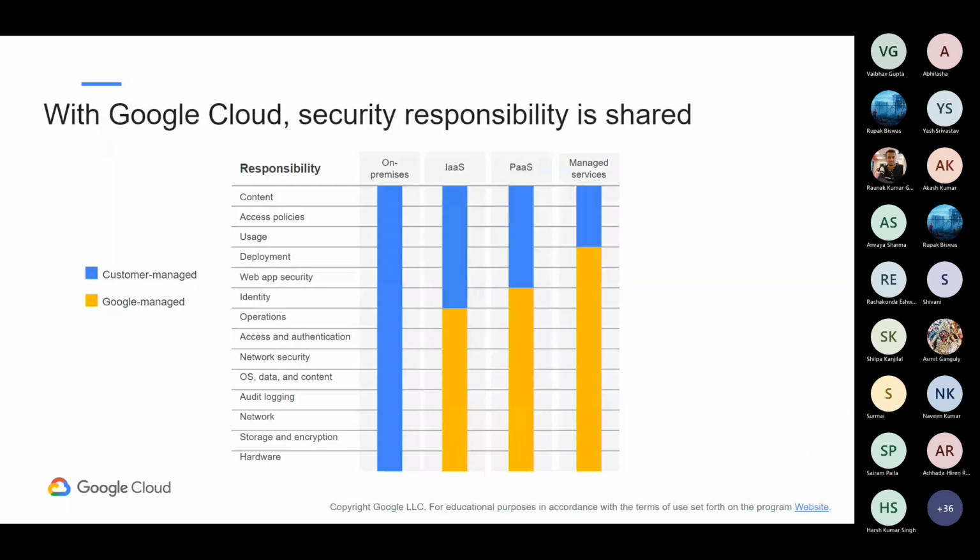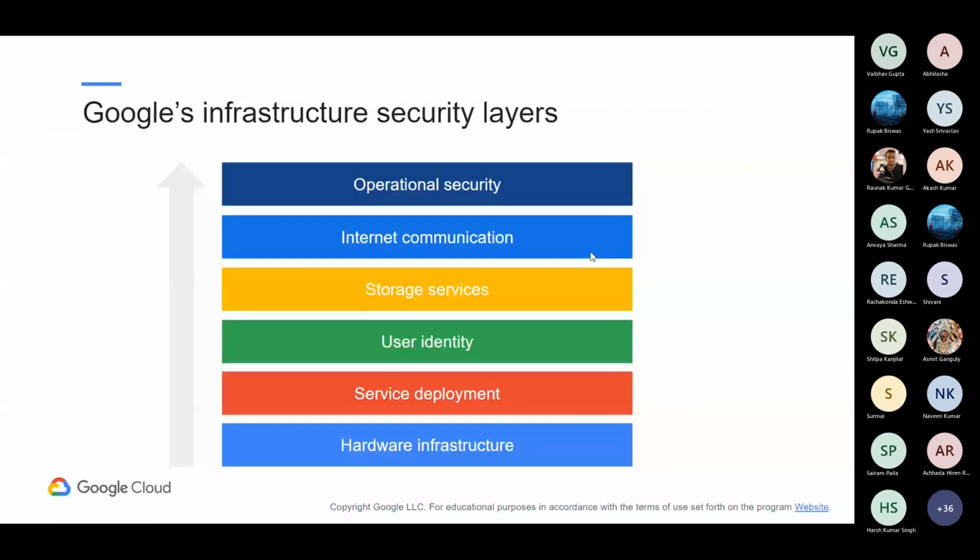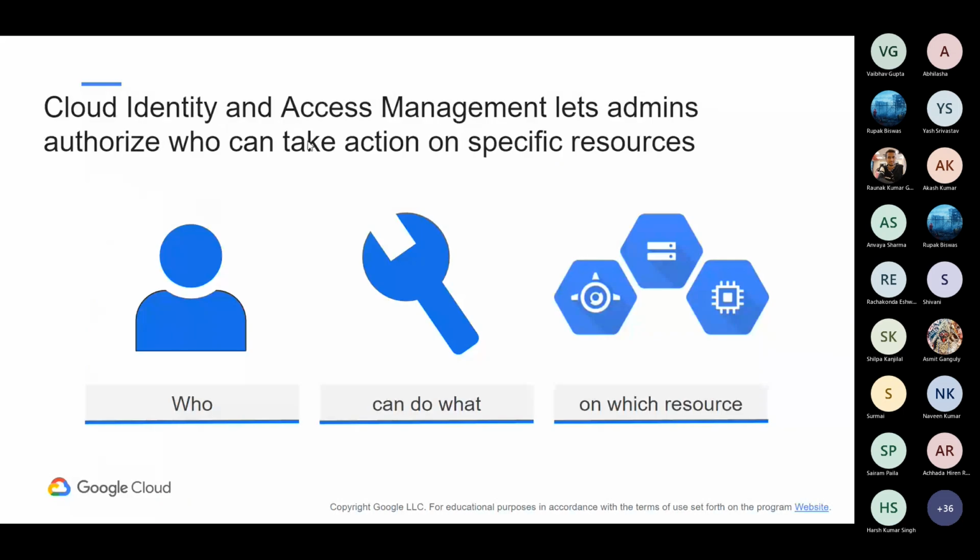Now, Cloud Identity and Access Management, that is IAM. It lets the admin authorize who can take action on specific resources. That is, who can do what on which resources. There is a section to manage those things. For example, you have multiple services and you don't need to give all the services to all your clients. You can specify which application will use which services, and you can do this by using IAM management tools.